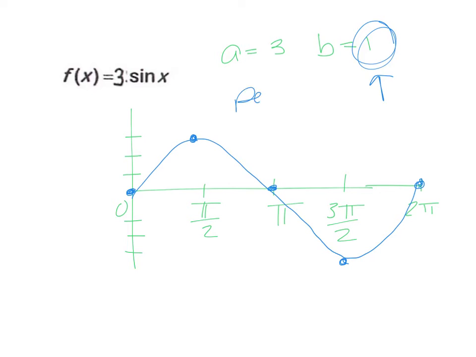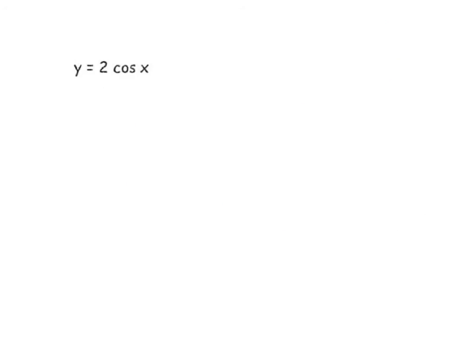Also, my period makes sense to be 2 pi over 1, meaning that it would take 2 pi, the distance from here to here, to get one full sine curve.